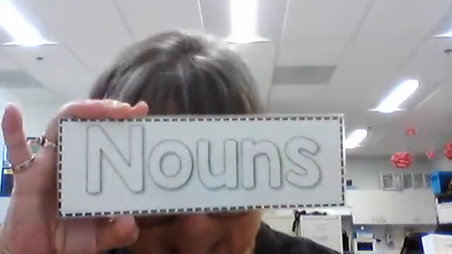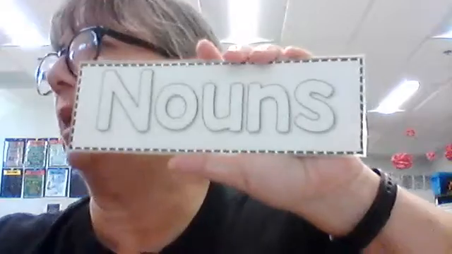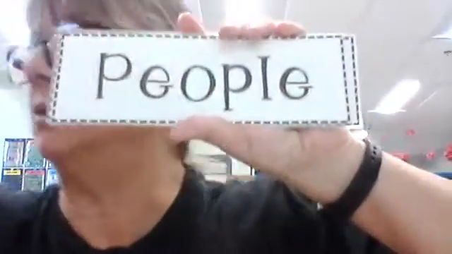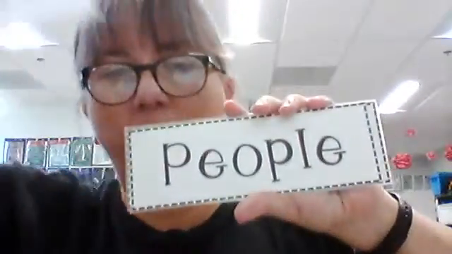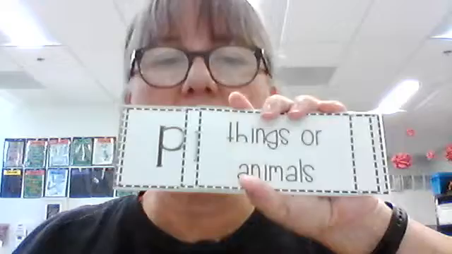And what have we been talking about for reading? Here's my card. Nouns. And what are nouns? Nouns are people. Nouns are places. And nouns are things or animals. That's what they are. So, I have some nouns. Let's take a look at my nouns. They're person, place, or thing.